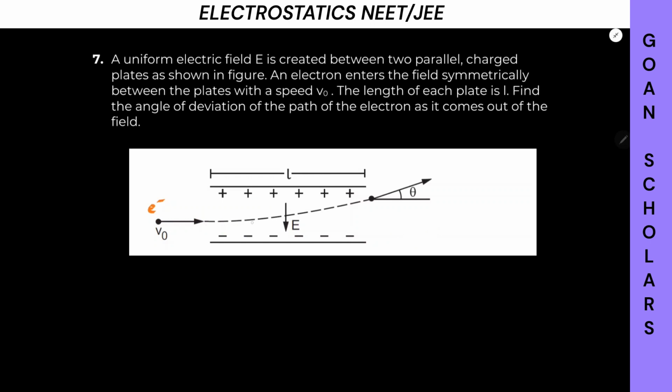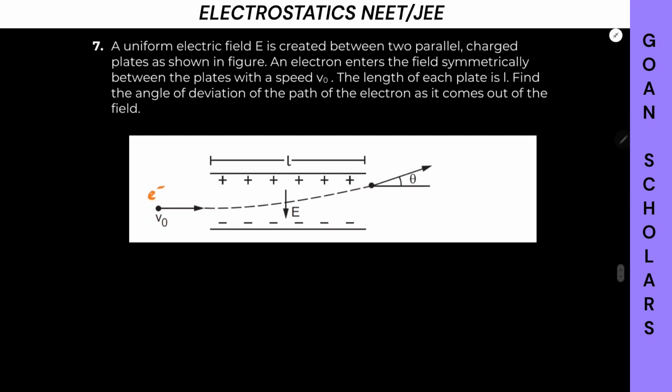But because of the force experienced by the electron due to this electric field, instead of going straight, it will go slightly upward. So along with the x component, it will have a y component also. Let's figure out what the y component is. What is the velocity along the y-axis? We will find it, and that will help us understand this angle theta.